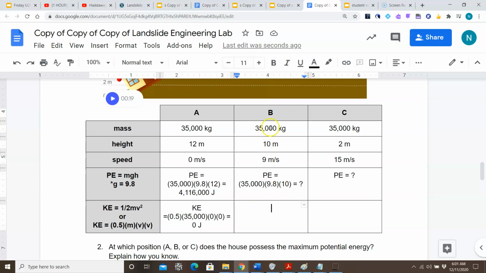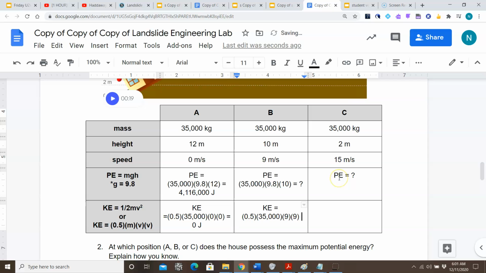Now let's calculate it for the house at part B. I'm not going to do the math. You're going to do the math for that. So it's kinetic energy. Again, it's going to be 0.5 times the mass. So again, that's the same. Times the velocity or speed squared. And here the speed, so remember you got to look over here to find the speed. So that's 9 meters per second. That's 9 times 9, okay?